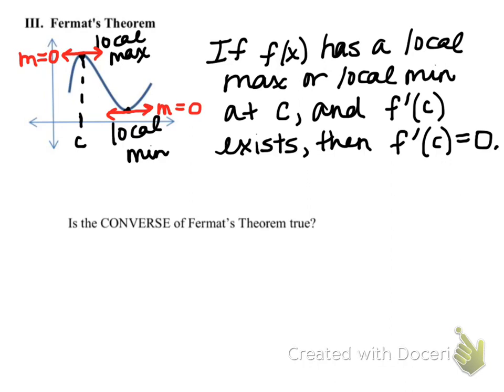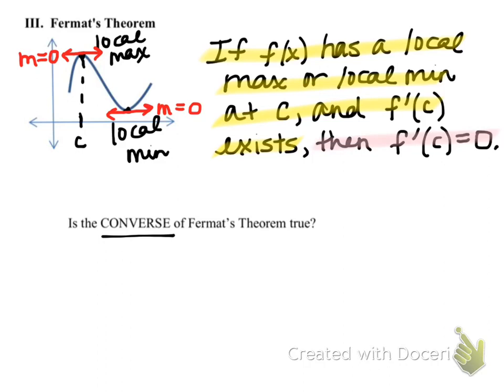So that's Fermat's theorem. Now let's look at the converse of Fermat's theorem. To create the converse, what you're going to do is interchange what we call the hypothesis and the conclusion of this theorem. In this theorem, the hypothesis is the if portion. If f of x has a local max or a local min at c and the derivative exists. That statement is called the hypothesis. The conclusion is the then portion. So then f prime of c is equal to 0.